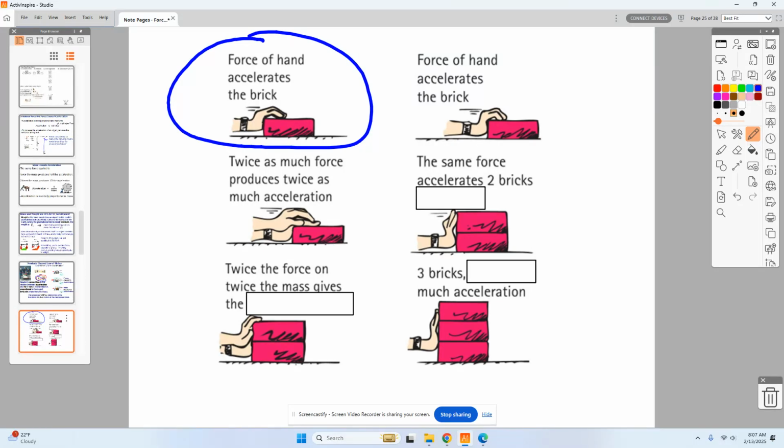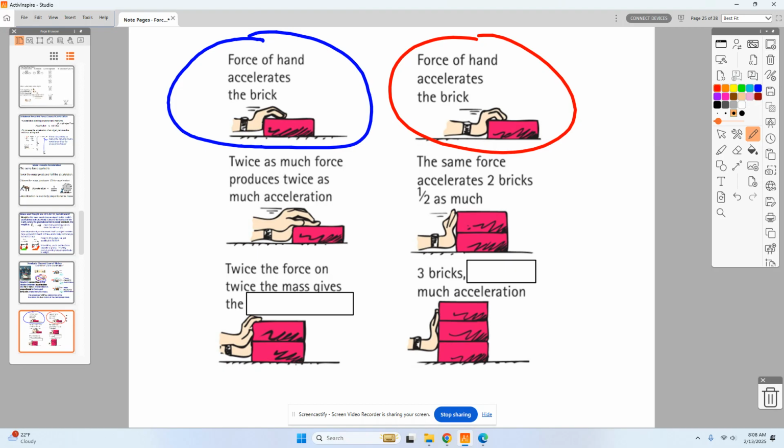If this is the base case, if that's the base, force of the hand accelerates the brake. If I exert the exact same amount of force on 2 brakes, what should that cause? That would be half as much acceleration. So again, one is showing that if I apply twice the force, I should get twice the acceleration. But if I apply the same force on twice the mass, I get half as much.